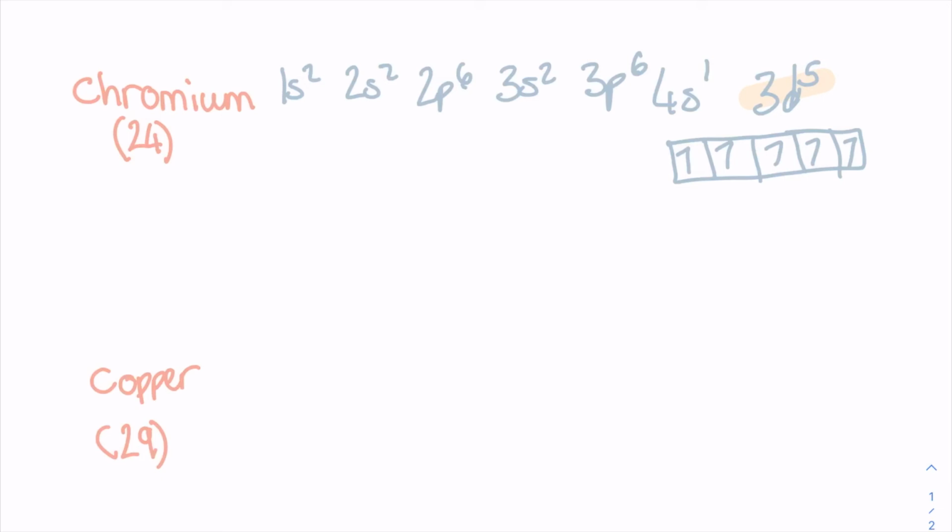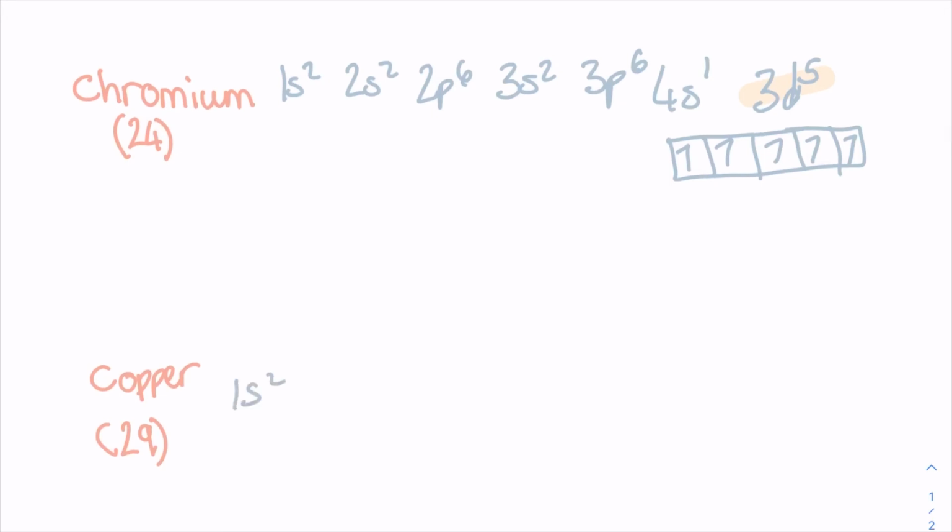With copper it's got 29 electrons, so let's write it the same way. Again we start off with 1s2, 2s2, 2p6, 3s2 and 3p6. Again, this is where we stop. We should be writing 4s2 next, but in actual fact we're only writing 4s1, and it's because we have a 3d10. That 10 is the most important thing because that's completely filled.